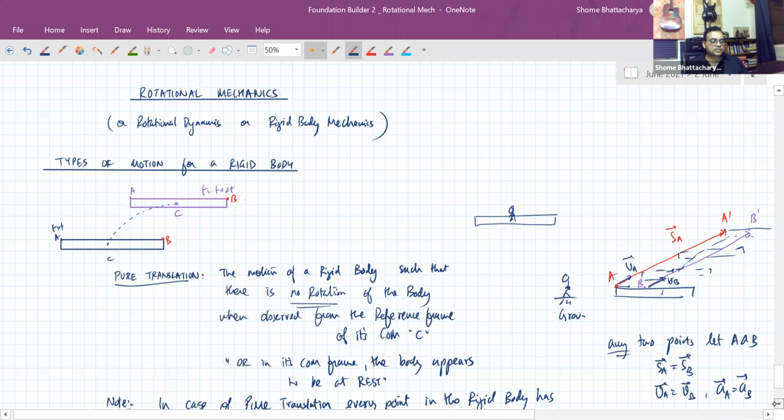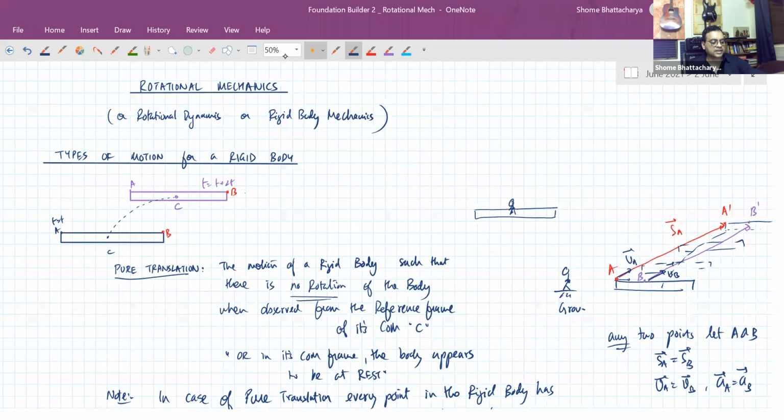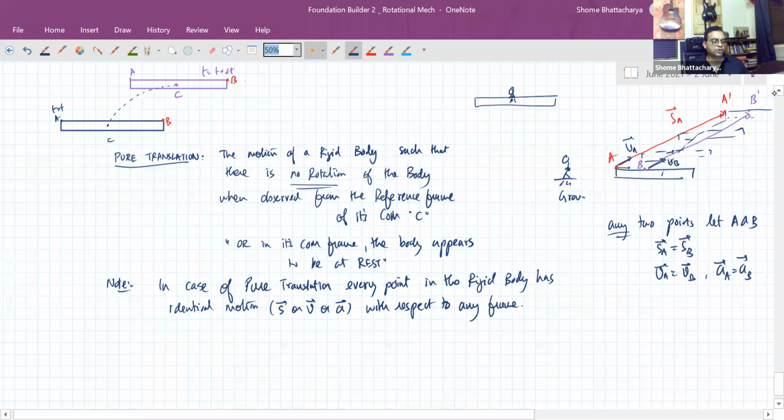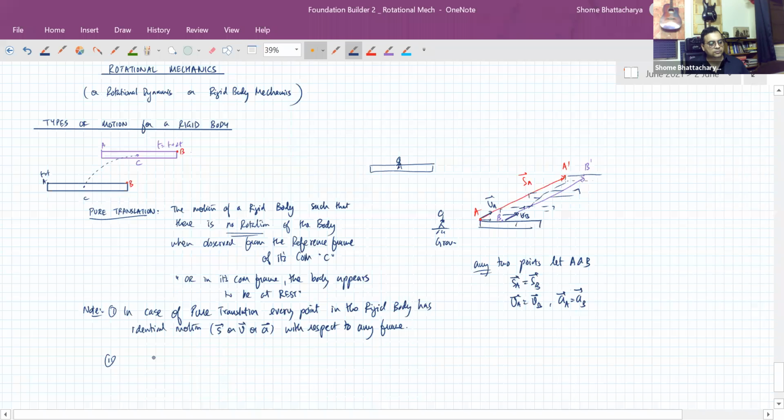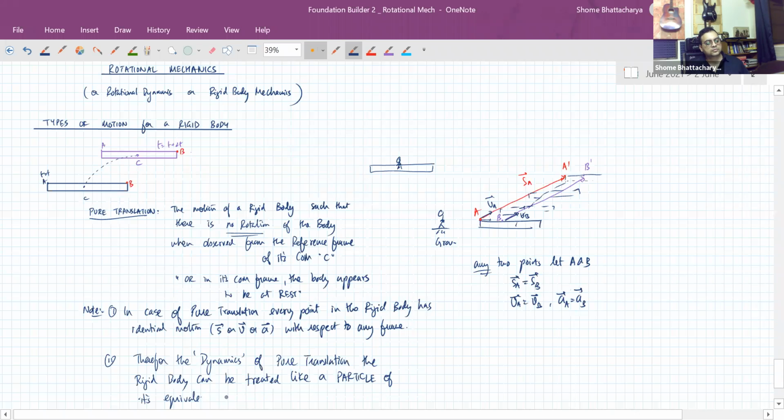So that type of motion is classified as pure translation, and therefore to describe the dynamics of pure translation, we can treat the entire rigid body like a particle located at its center of mass. Therefore, for the dynamics of pure translation, the rigid body can be treated like a particle of its equivalent mass at its center of mass. So basically then we apply particle dynamics to it.